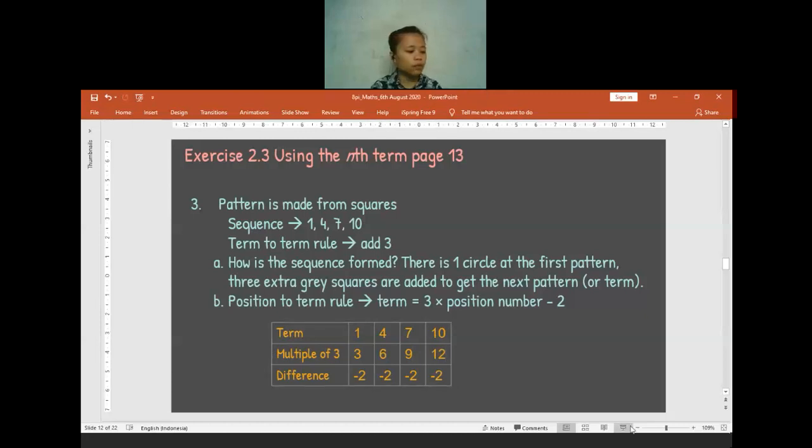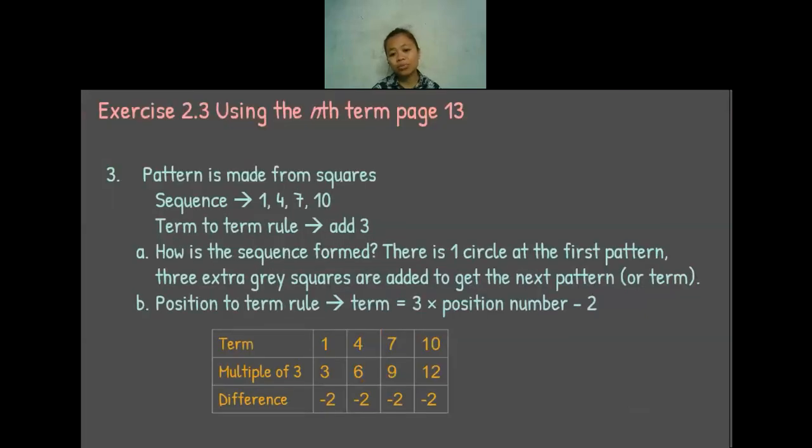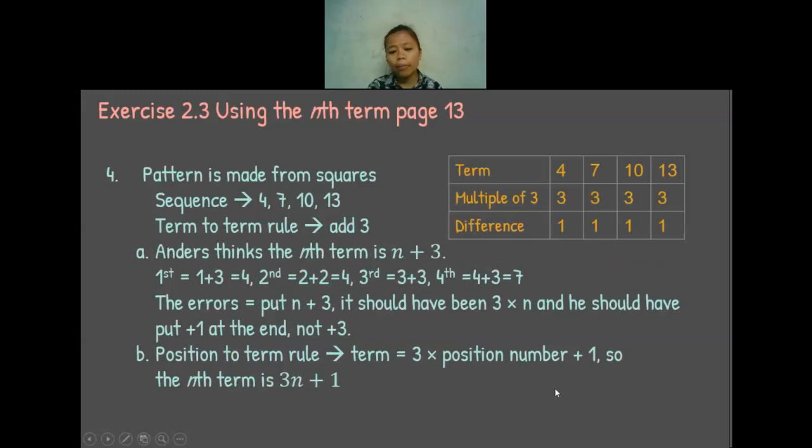Last question from exercise 2.3. But please feel free to ask me whenever you have any question. Do not stay quiet, yeah. Please clarify all of your doubts.